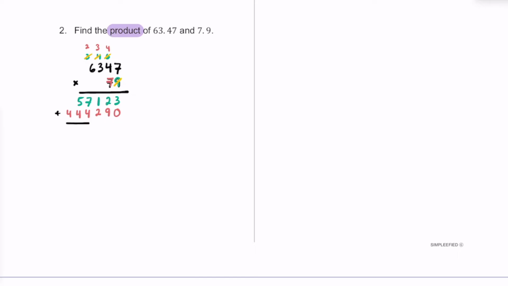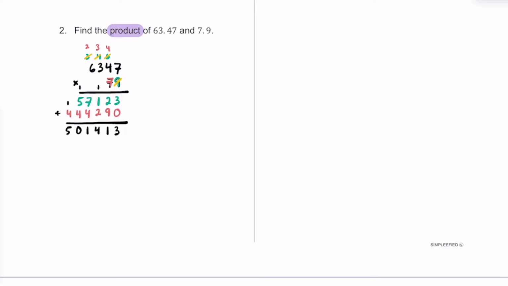Let's go ahead and find the sum of these partial products. So 3 plus 0 is going to be 3. 2 plus 9 is 11. Carry the 1. 1 plus 1 plus 2 is going to be 4. 7 plus 4 is going to be 11. We'll carry the 1. 1 plus 5 plus 4 is going to be 10. Carry the 1. 1 plus 4 is going to be 5. So this would be our product if we were just dealing with whole numbers.